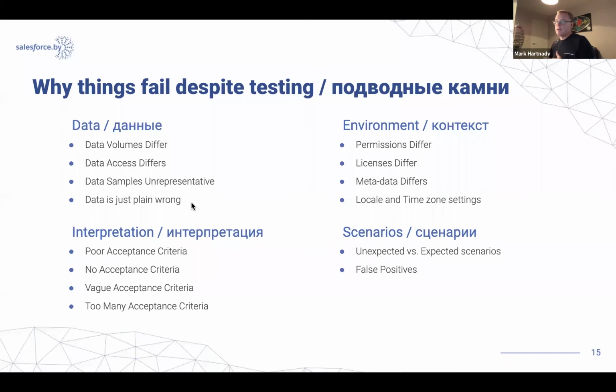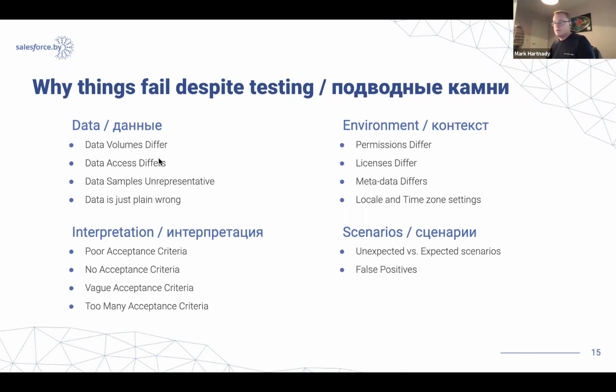There's a couple of categories, but the main one I want to cover today is scenarios. Those are things that differ between environments, right? So data volumes can differ. You may test something on a sandbox or a scratch org, and with 100 accounts it works fine. Now we move into pre-prod and we've got 10,000 accounts and it doesn't work anymore. You get all sorts of Apex limit issues. So data volumes can differ.